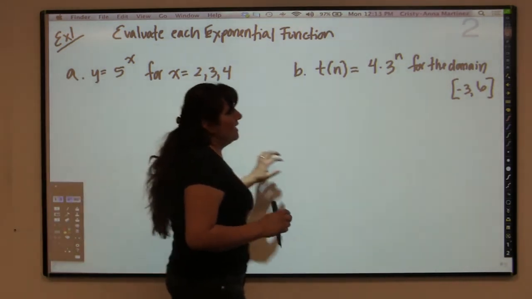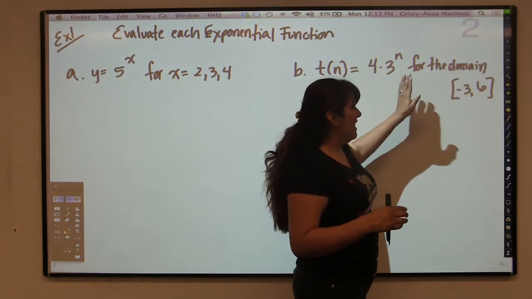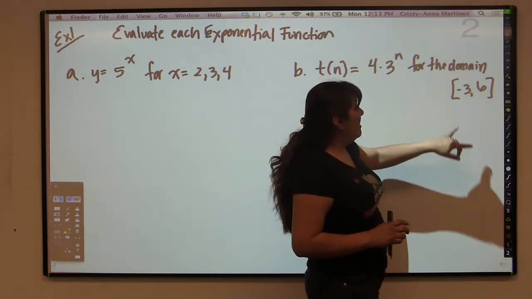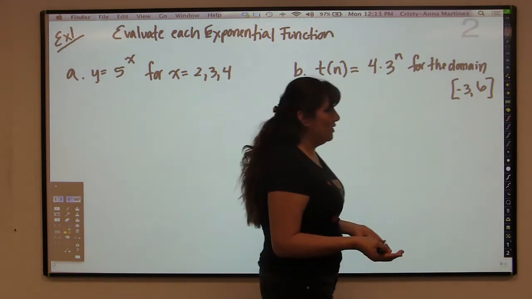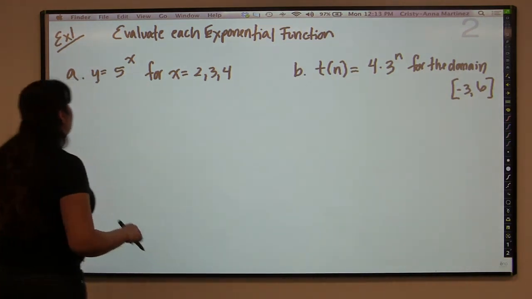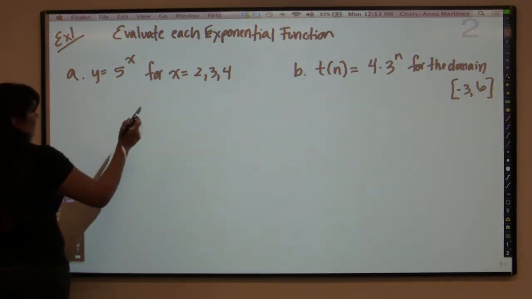Another way that they'll do that is they'll call it the domain. Domain is the input. So in this case, instead of saying that x equals negative 3 and 6, they've given me the domain, and the two numbers that are in the domain are the two x values that I need to evaluate. So for y equals 5 to the x, I am going to first evaluate for x equals 2.